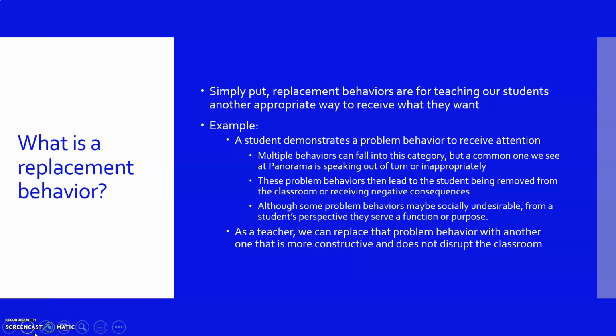So, for example, if a student demonstrates a problem behavior to receive attention. Multiple behaviors can fall into this category, but a common one we see at Panorama is speaking out of turn or inappropriately. So there we go. We've identified the problem behavior, and then it leads to that student usually being removed from the classroom or receiving negative consequences from the teacher, or positive, if you make a phone call home, they might receive negative consequences at home as well.